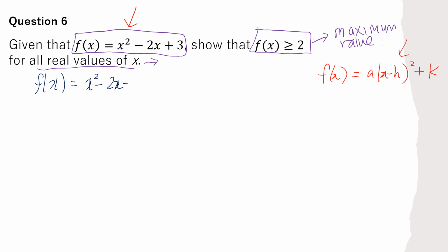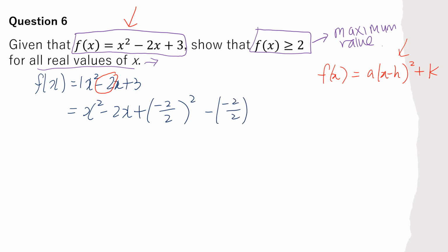Right, so we are very lucky. Why are we very lucky? Because the coefficient of x squared is 1. If the coefficient of x squared is 1, you can just straight away apply the method. What is it that we need to add? We need to zoom into our x term, right? Take the coefficient, divide by 2, square it, add it, and then take it away, and plus 3.